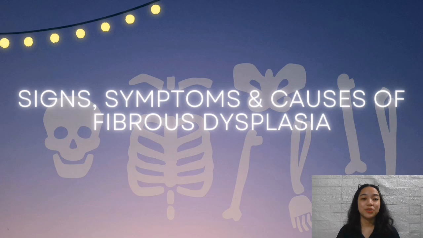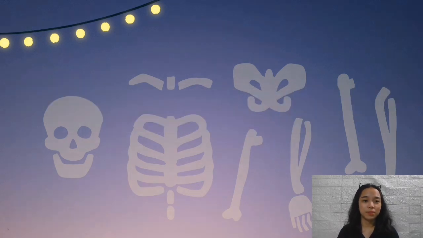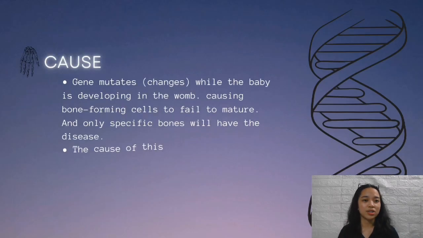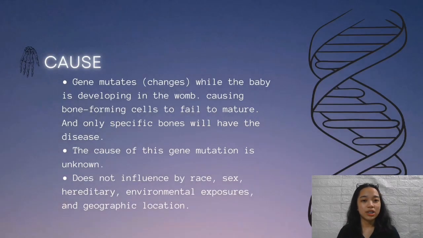Good day. So, the cause and effect or the symptoms on the bone of fibrous dysplasia. Let's talk first about the cause. A gene mutates or changes while the baby is developing in the womb, causing bone forming cells to fail to mature, and only specific bones will have the disease.